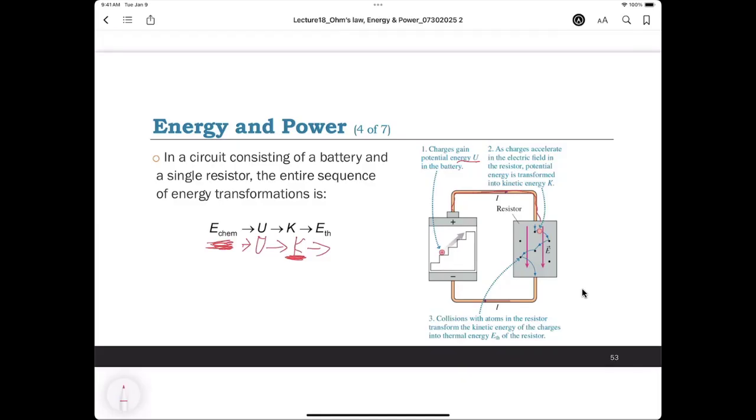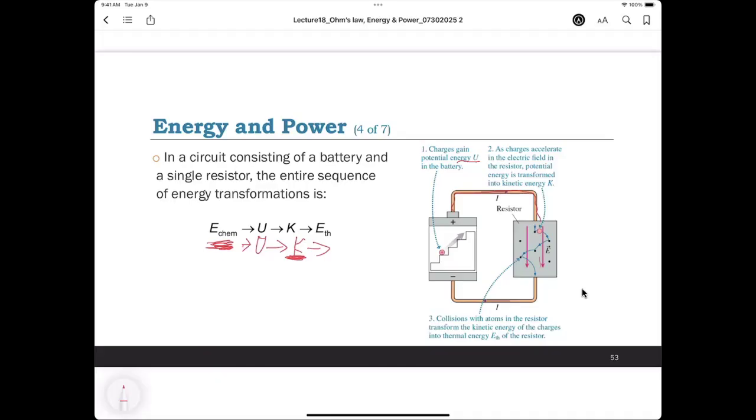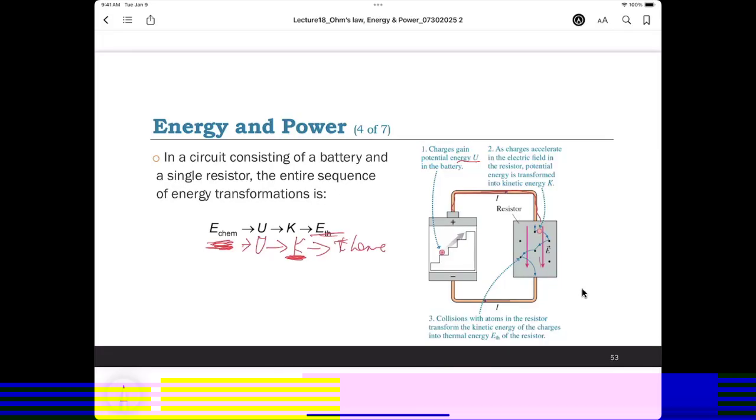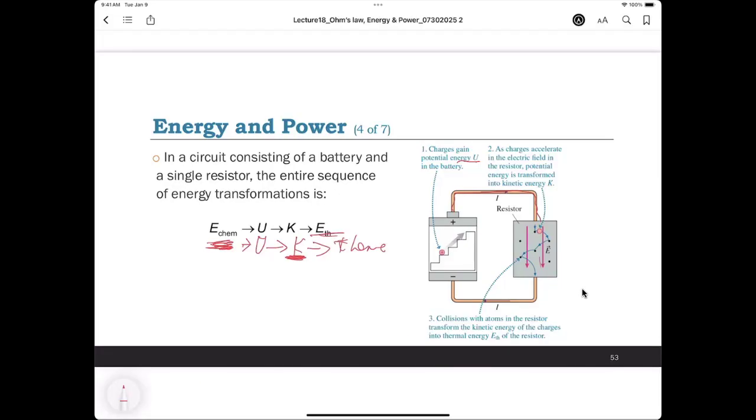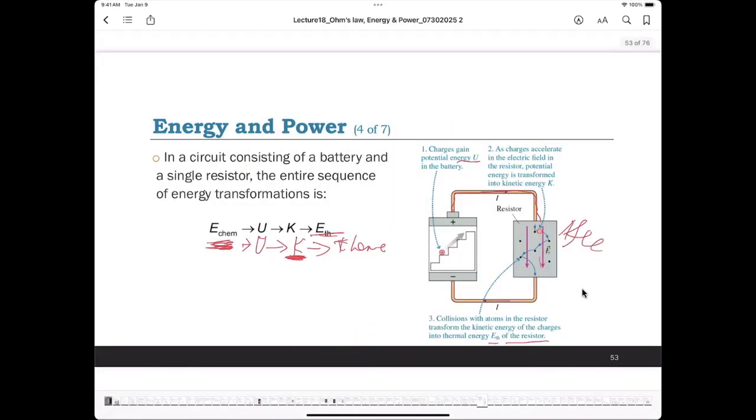And finally, when it goes through the resistor, it will transfer to thermal energy E_th. You can see collisions with the atoms in the resistor transform the kinetic energy of the charges into thermal energy E_th of the resistor. That's the reason why a bulb or some resistors, after a time when you touch them, are a little warm or hot. Does it make sense to you? Okay, this is energy transformation.